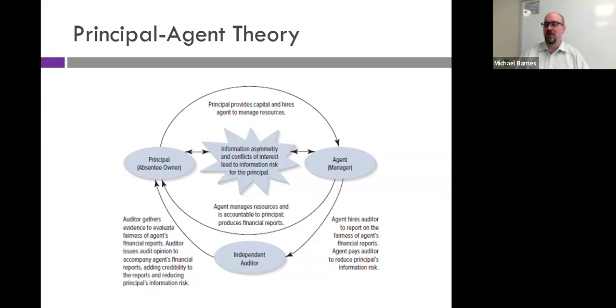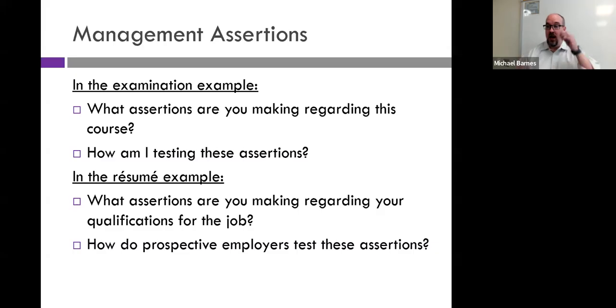So this is something that auditors are responsible for, so we need to understand what their responsibilities are. But we're going to get into a lot more depth on that. Let's keep it at a very basic level for the time being. So let's do some more hypotheticals. In the examination example, what assertions are you making regarding this course? When you take that exam, you're trying to make the assertion that you are knowledgeable about auditing. At least I hope that's the case.